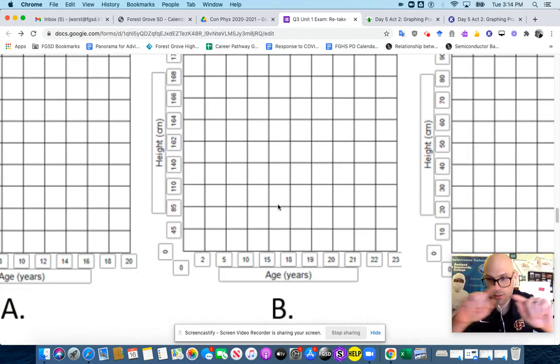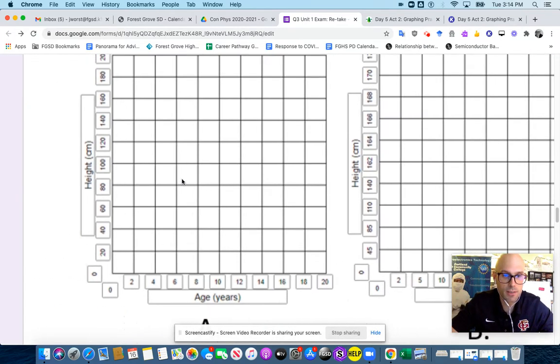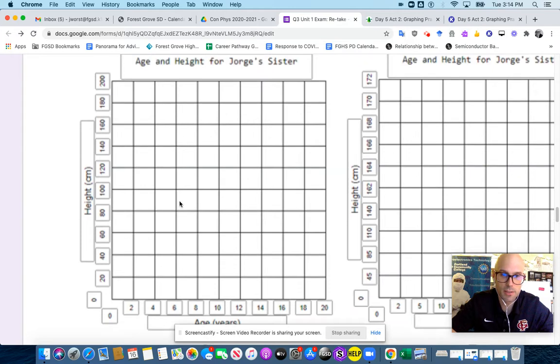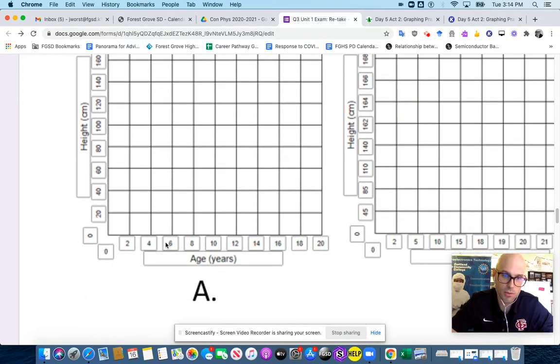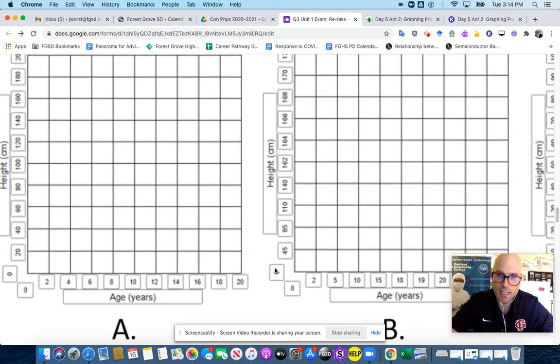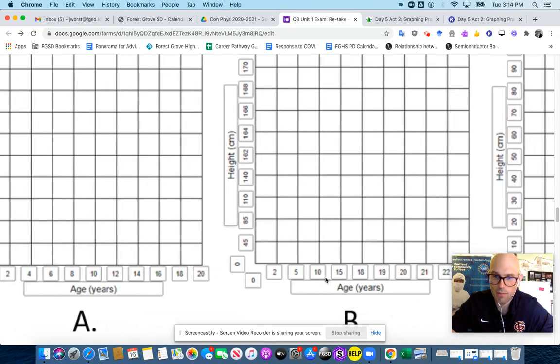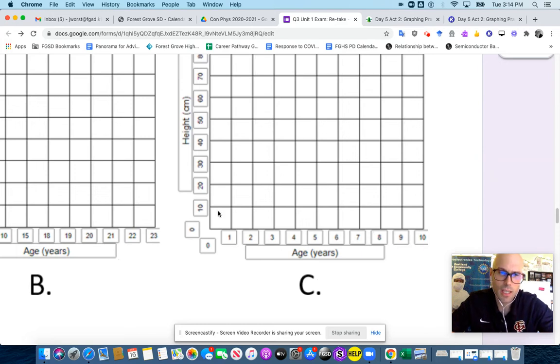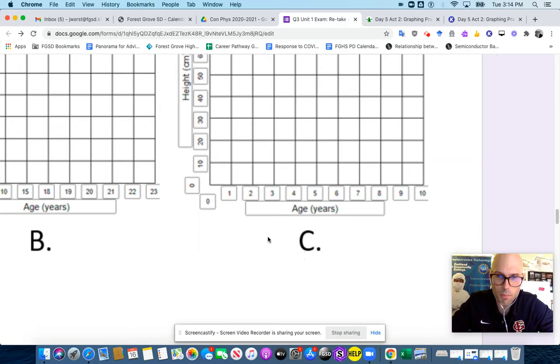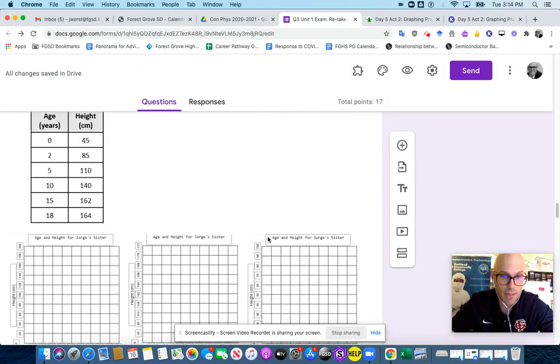Two fingers, spread them apart, and it zooms in. So age in years, height in centimeters, along the bottom, up the side. And particularly here, I think there's different scales. Up the side, 0, 20, 40, 60, 80. Along the bottom, 0, 2, 4, 6, 8. Up the side here, 0, 45, 85, 110, 140. Along the bottom, 0, 2, 5, 10, etc. And the last one, C, 0, 10, 20, 30, 40 up the side, and 1, 2, 3, 4 along the bottom. Okay, so there are particulars.